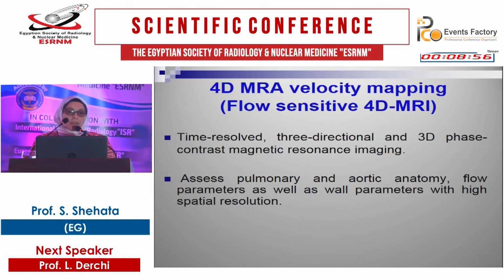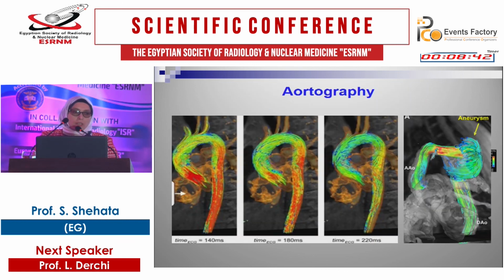4D flow MRA velocity mapping, or flow-sensitive 4D MRI, is a time-resolved, 3-directional and 3D phase contrast MRI. It assesses the pulmonary and aortic lesions, flow parameters as well as wall parameters, with high spatial resolution. The first shows the 4D MRI flow in the aorta at early, mid, and late systole, supporting the image in a case of aortic aneurysm.